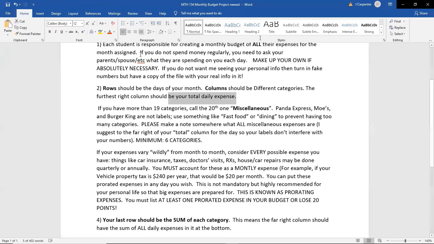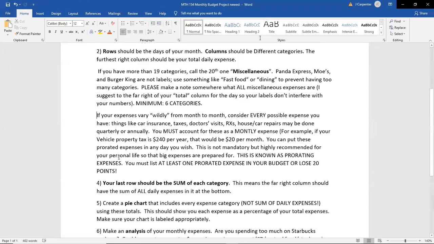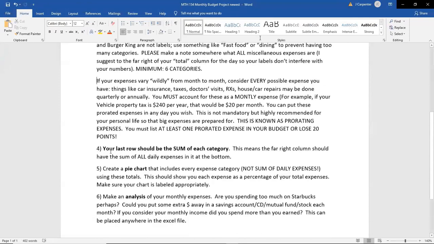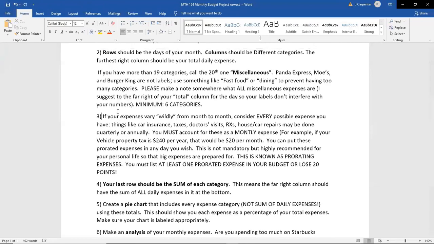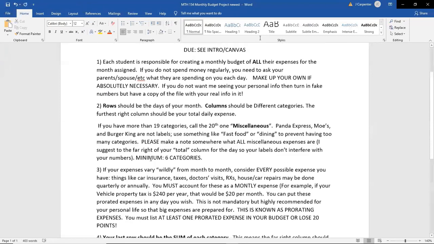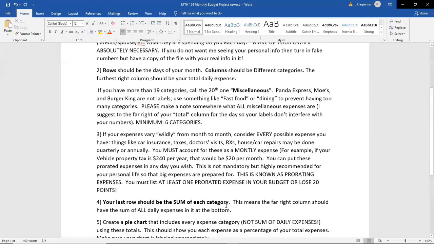All right. So we said the last column should be a total of daily expenses. Down here on spot number 4, which means number 3 was this. 1, 2, yeah, there we go. 3. So here we are at 4. Your last row should be the sum of each category.